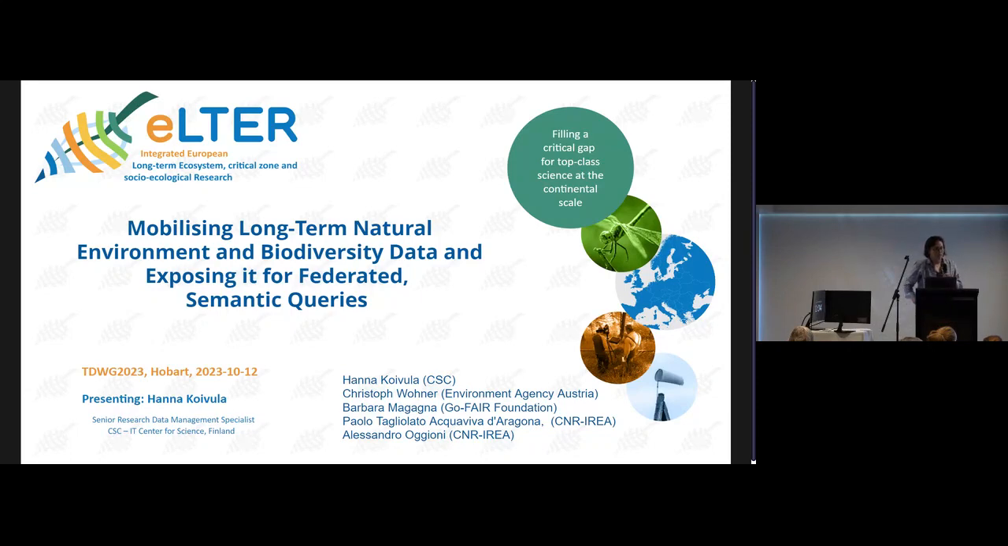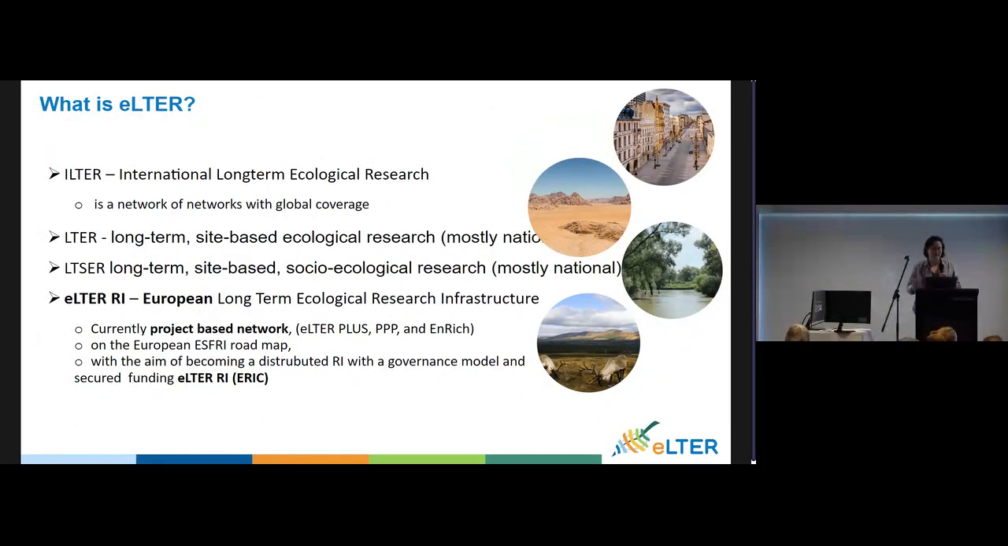So to start with, what is ELTER? There are a bunch of acronyms that need to be explained. ILTER is the Network of Networks, which is the international collaboration in ecological research. And then LTER is the original North American long-term site-based ecological research network that is still existing. And in North America, it's represented by the Knowledge Network for Biocomplexity, KNB, and also DataONE is supporting this or sharing the data. But the participation is still global and mostly national.